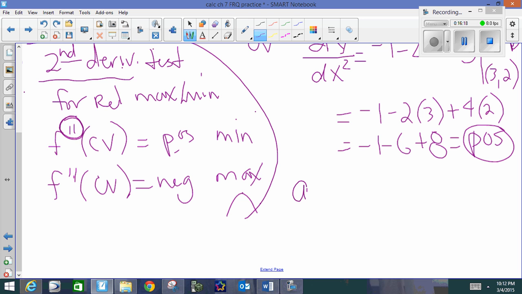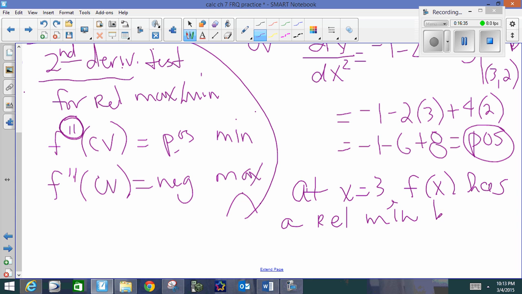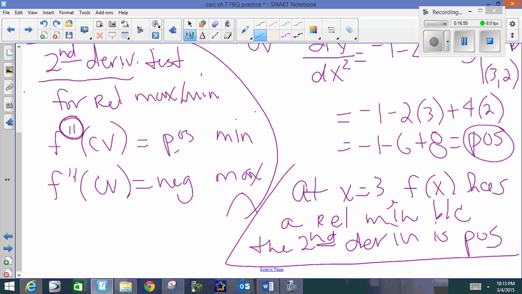Okay, so that means that at x equals 3, f of x has a relative min because the second derivative is positive. That's our explanation. Okay? And that's in that problem.